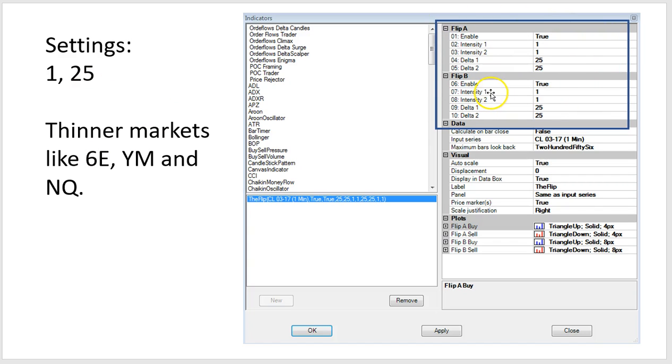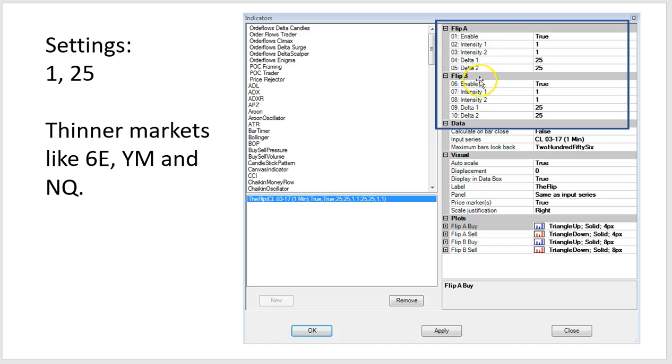There's flip A, there's flip B. I treat them the same. Why there's flip A and flip B is because sometimes there could be a bar or two in between that you can sort of, I don't say disregard, but sometimes it just doesn't happen back to back. Sometimes it rests for a bar or two.